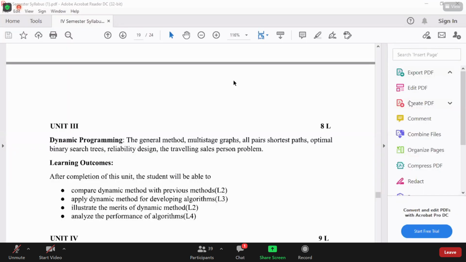Is my screen visible, ma'am? Is the screen visible?